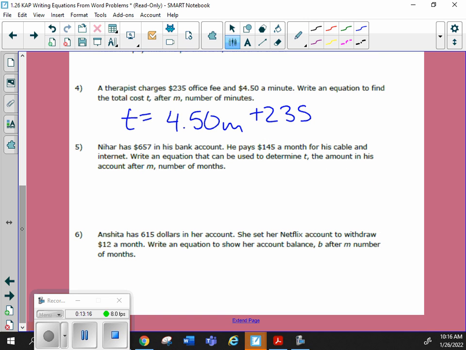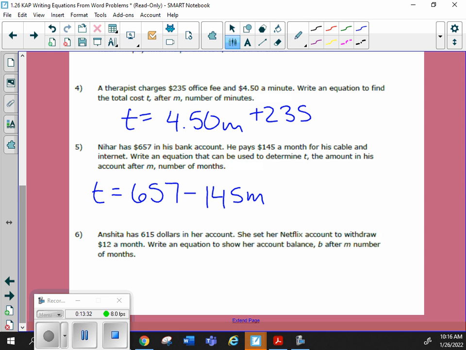T equals 657 minus 145n. Very good. Now let's pause and reflect on this one. This one has to be written like this, but let's talk about why.